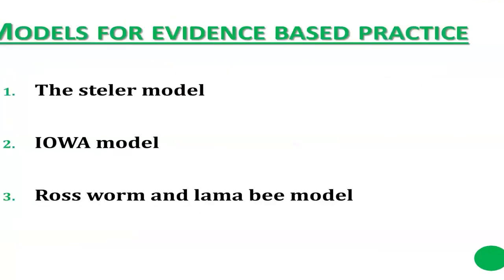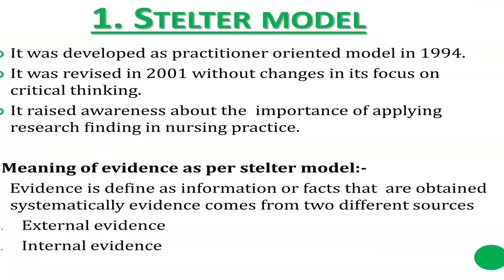So there are three models which can be used for evidence-based practice. That is the Stetler model, the Iowa model, and the Rosswurm and Larrabee model. So just have some glimpses of these models, how the evidence can be put into practice. The Stetler model was developed as a practitioner-oriented model in 1994. It was revised in 2001 without change and focuses on critical thinking. It raised awareness about the importance of applying research findings into nursing practice.